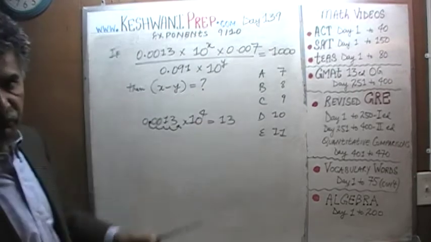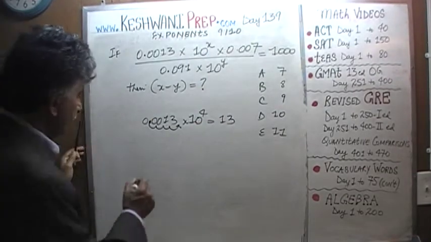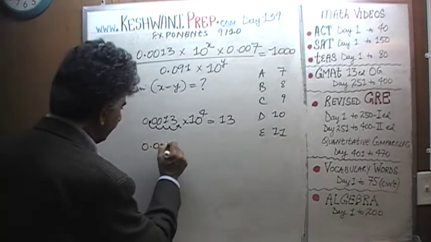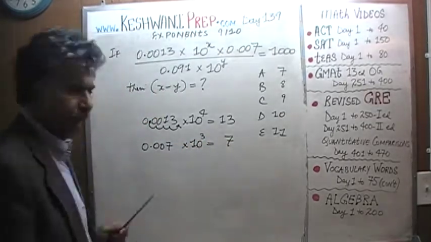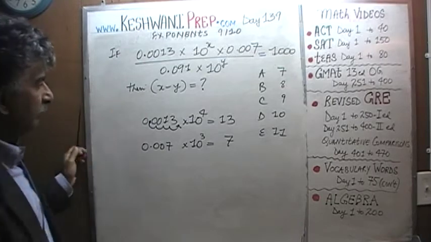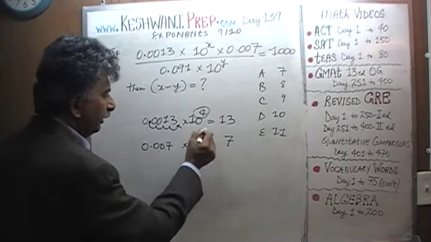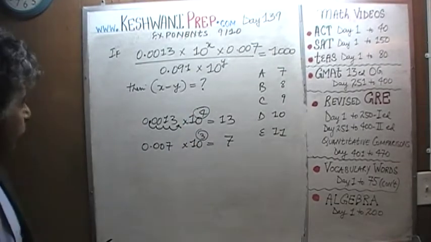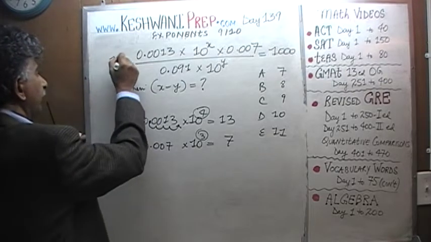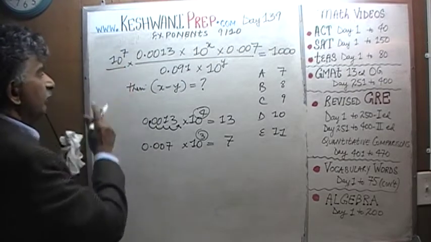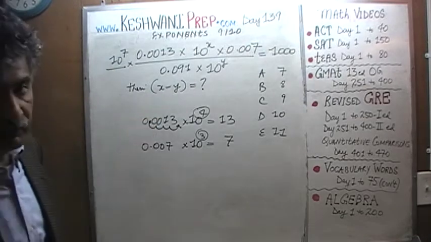Also, we need to take care of this guy, 0.007 times 10 raised to 3 is going to be simply 7. So we need to multiply the top by 10 raised to 4 and 10 raised to 3, which is 10 raised to 7. Let's do it on the top. We're going to multiply the top by 10 raised to 7. And if we multiply the top by 10 raised to 7, we have to do the same thing to the bottom.